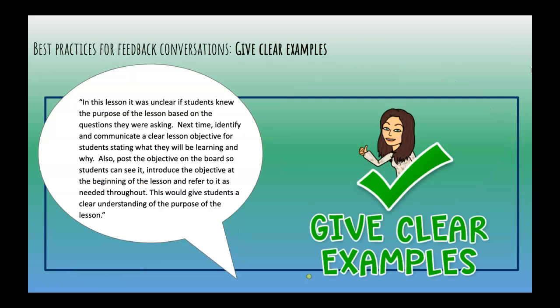The fourth best practice for feedback conversations is to give clear examples. For example, you could say, "In this lesson, it was unclear if students knew the purpose of the lesson based on the questions they were asking. Next time, identify and communicate a clear lesson objective for students stating what they will be learning and why. Also, post the objective on the board so students can see it. Introduce the objective at the beginning of the lesson and refer to it as needed throughout." This would give students a clear understanding of the purpose of the lesson.